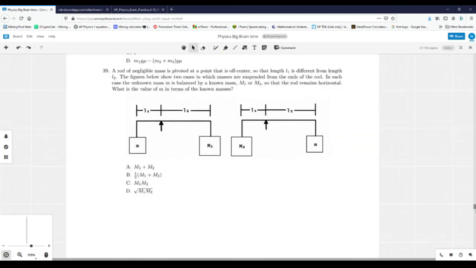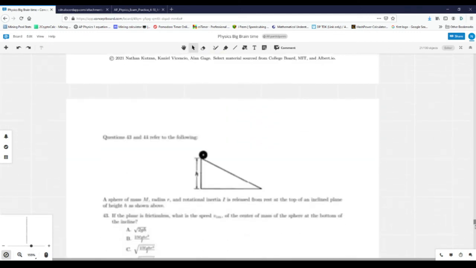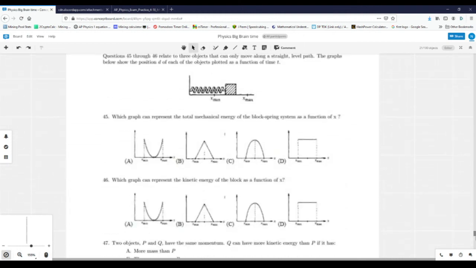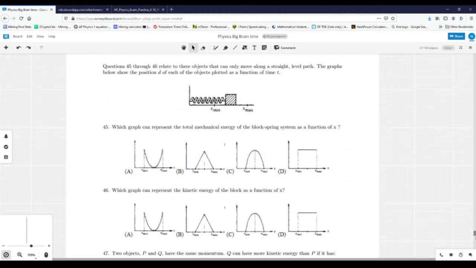Throw some simple harmonic motion on this. No, not the graph, please. Give him this one. Give him this one. 45? Oh, Neil, you're screwed. 45? What's the total mechanical energy of the block spring system?